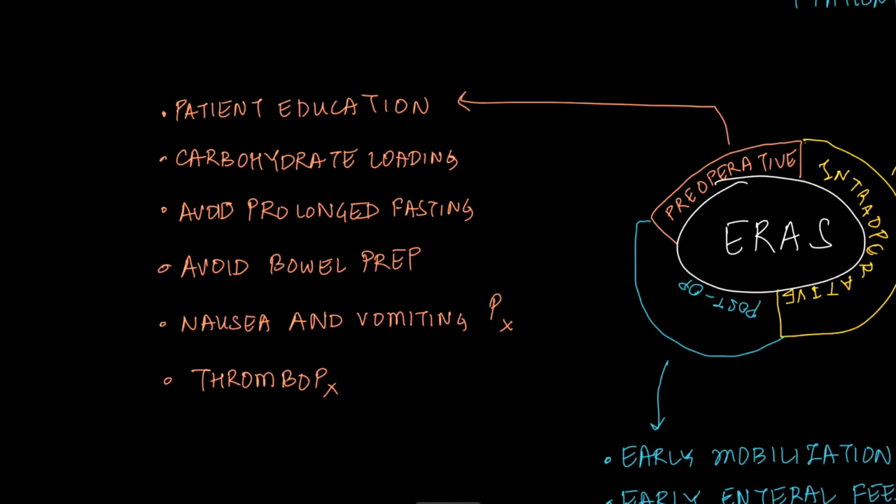ERAS, as you need to explain to the patient the details of the surgical procedure, explain post-operative pulmonary physiotherapy, the importance of early mobilization and early oral intake, the preoperative information such as avoiding alcohol and smoking at least a month prior to the operative procedure, managing the medical comorbidities. And next, coming to carbohydrate loading.